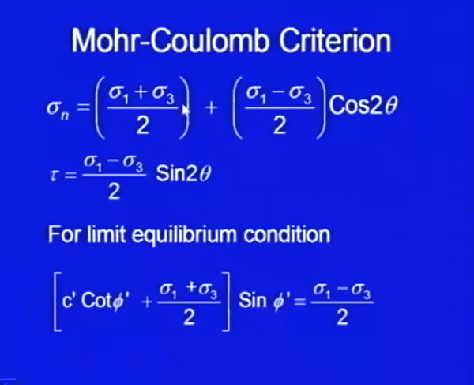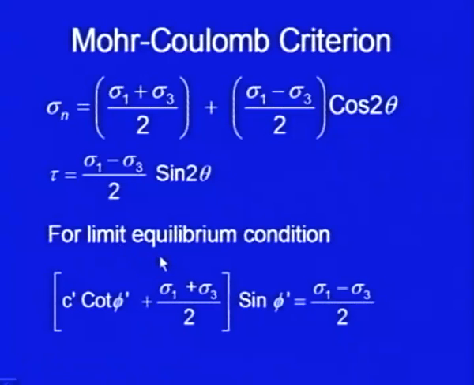From your mechanics principles, you can find out the normal stress which is acting on that plane which is inclined at an angle theta. Sigma n will be equal to (sigma 1 plus sigma 3) by 2 plus (sigma 1 minus sigma 3) by 2 into cos 2 theta. You can also calculate the shear stress which is acting on that plane, and for the limiting condition, this shear stress should be equal to the shear strength.